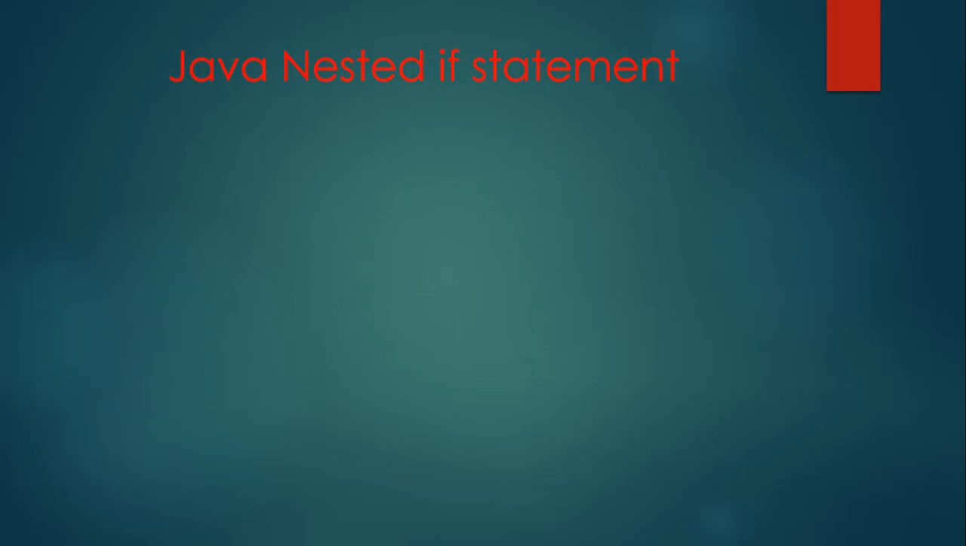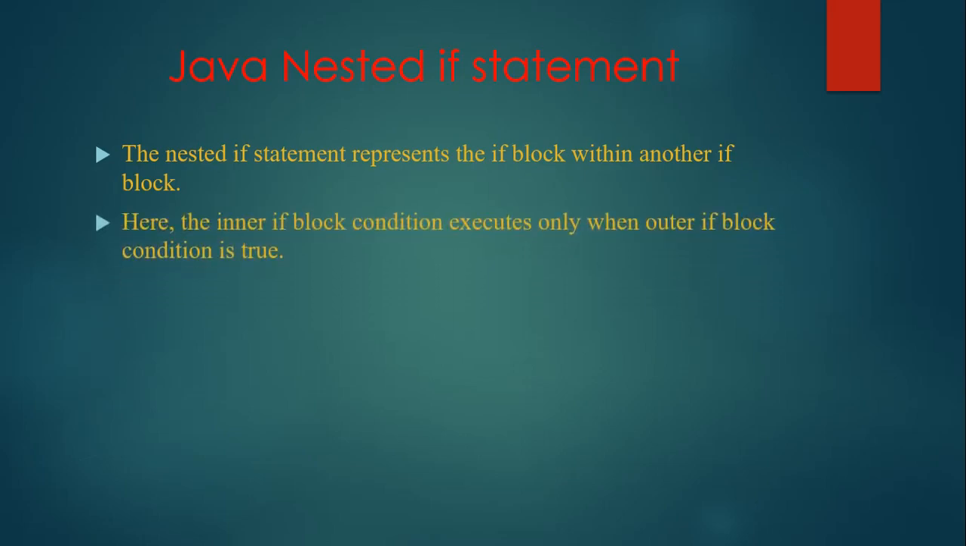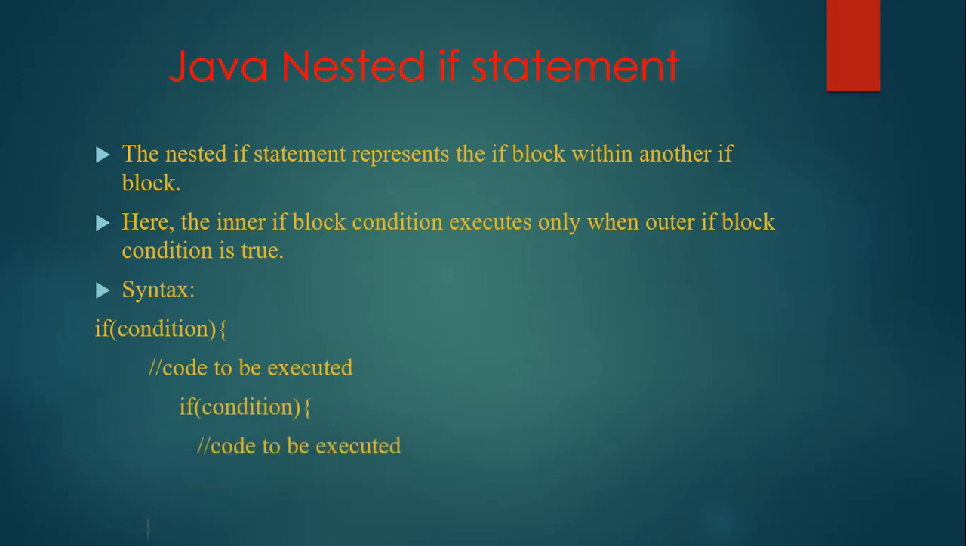Let's discuss the Java nested if statement. The nested if represents an if block within another if block. It means that the inner if block condition executes only when the outer if block condition is true. Its syntax is: if condition, code to be executed, if condition, code to be executed, curly braces close. We can also say the Java nested if statement is an if inside an if.